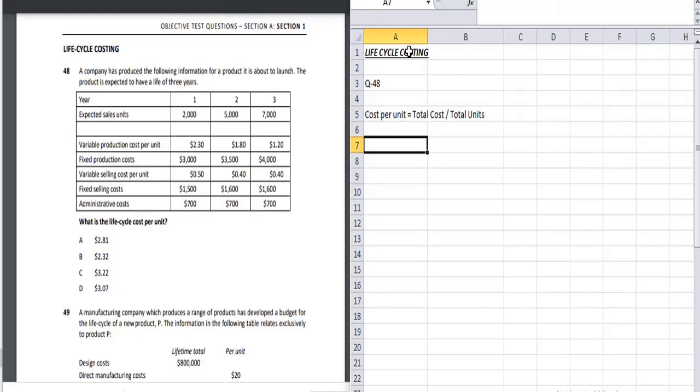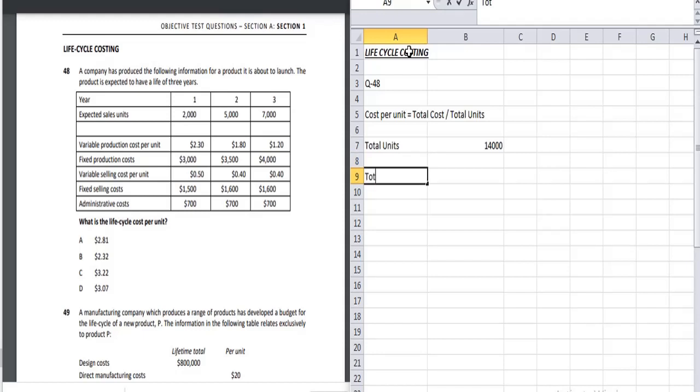Okay, so let's read out the question. A company has produced the following information for a product it is about to launch. The product is expected to have a life of 3 years. Means whatever cost has been incurred and whatever units have been produced during these 3 years, we have to take while calculating the cost per unit. So first we will take the total units. The expected sales units are 2000 plus 5000 plus 7000, and we assume that whatever units have been sold have been produced as well. So we got our total units.